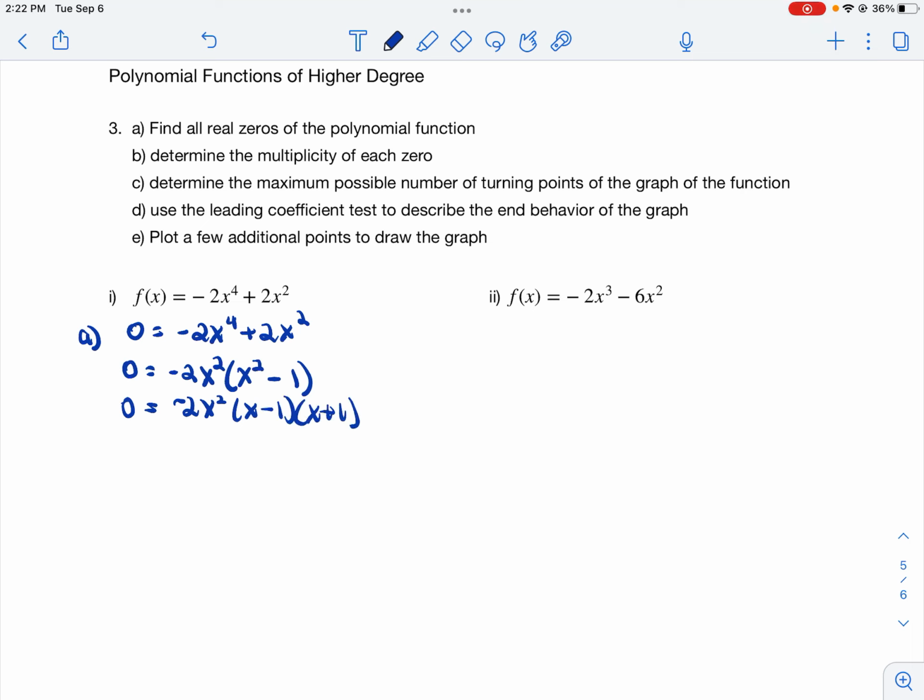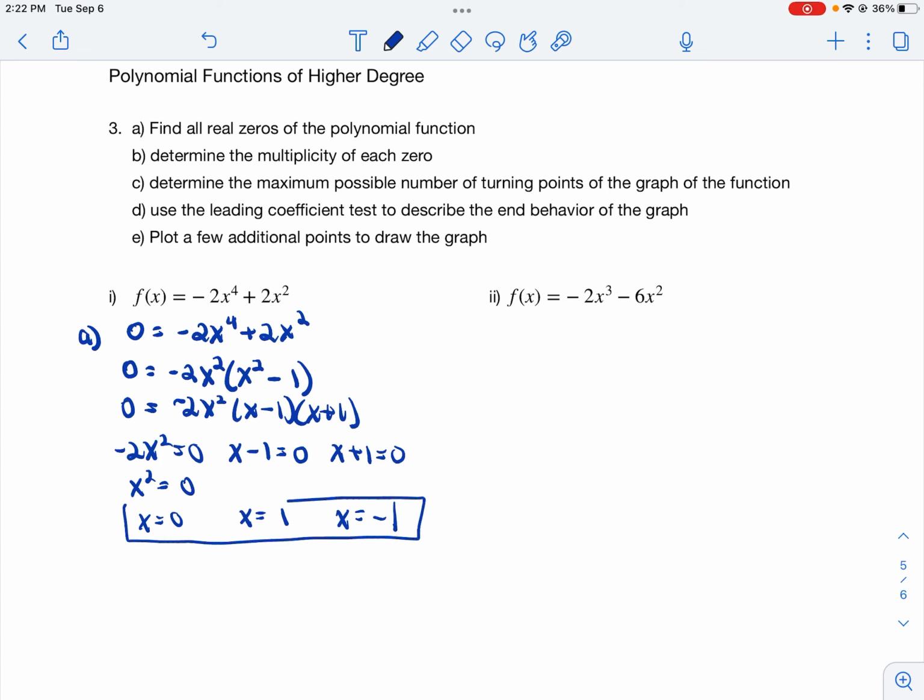And then now I use my 0 product rule. I set each of these factors equal to 0. And we solve. And I get x squared equals 0. So x equals 0. X equals 1. X equals negative 1. And those are my zeros of the polynomial. Since I asked you to find the zeros, x equals negative 1, 0, 1. Now you can write it as negative 1, 0, 1. Those are your zeros. And notice when you write your zeros like this, you always write it in increasing order. So that's my zeros on my polynomial.